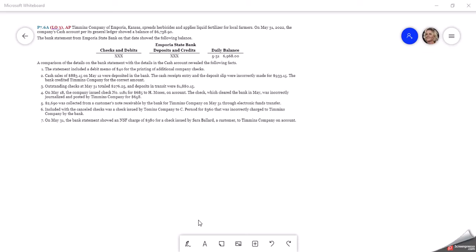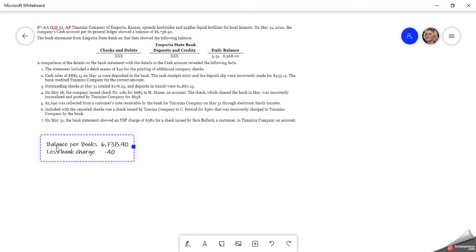So the statement included a debit memo of $40 for printing of additional company checks. So then that's going to be an adjustment to our balance per the books. Our balance per the book says it's $6,738.90, but we didn't realize that we got charged for this check printing. So then we're going to subtract that bank charge of $40.